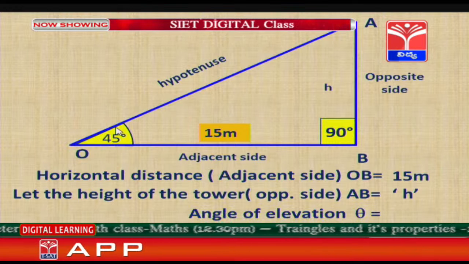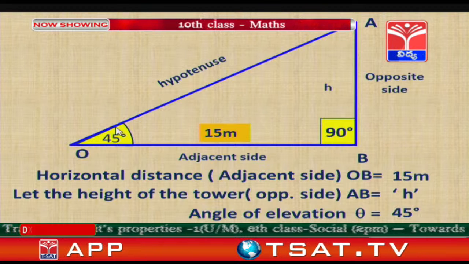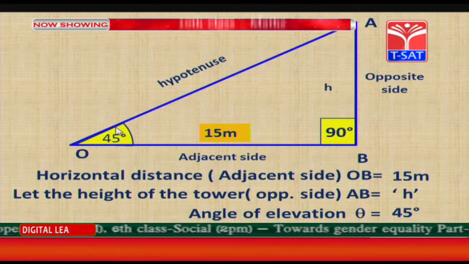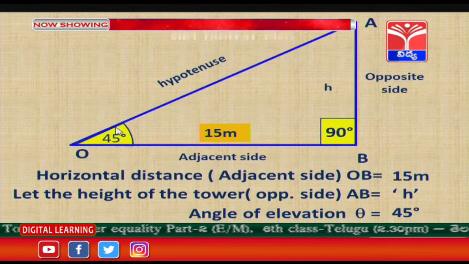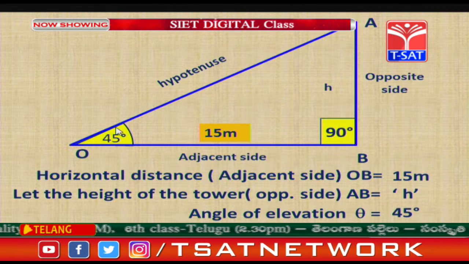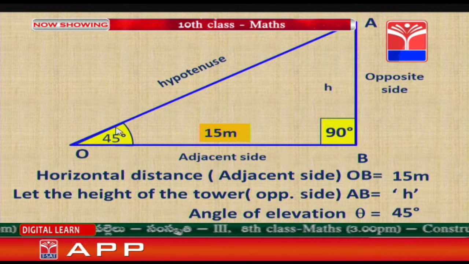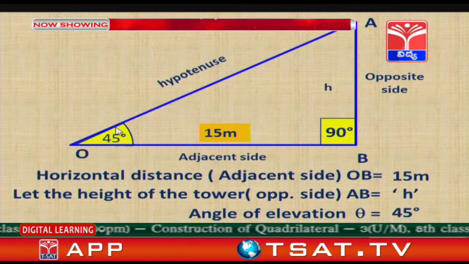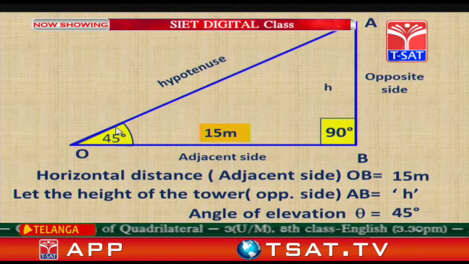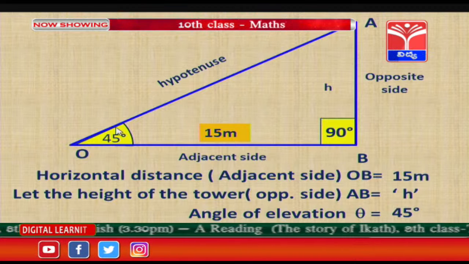The angle of elevation theta is equal to how much? 45 degrees. So, now you are going to find the opposite side, you know the adjacent side. When you are talking about the opposite side and adjacent side, what ratio do we use? Earlier we discussed sine, cos, tan. The concept where we use opposite and adjacent side is tan, is not it? So, we are going to use the ratio of tan.